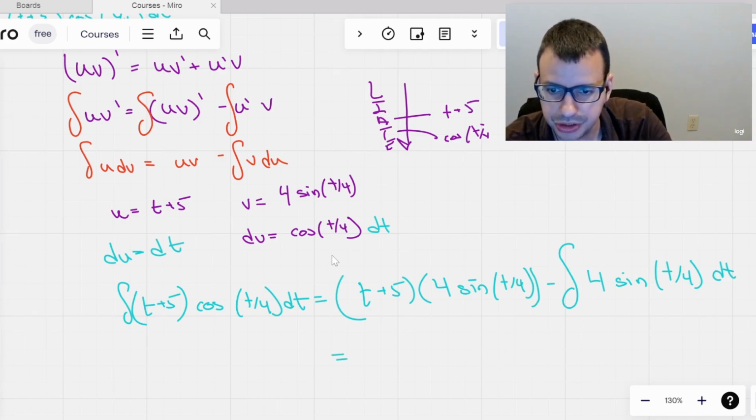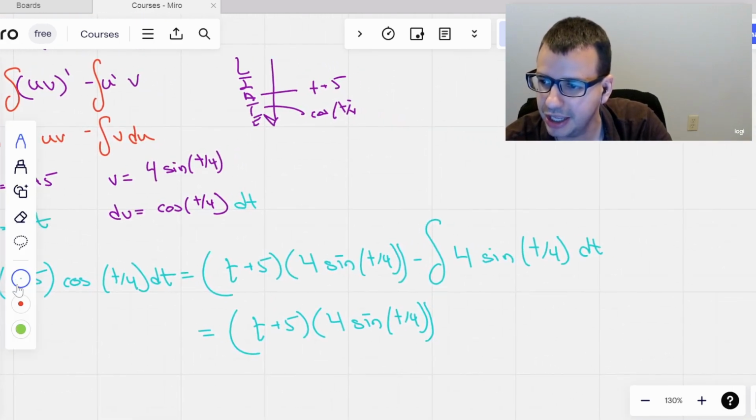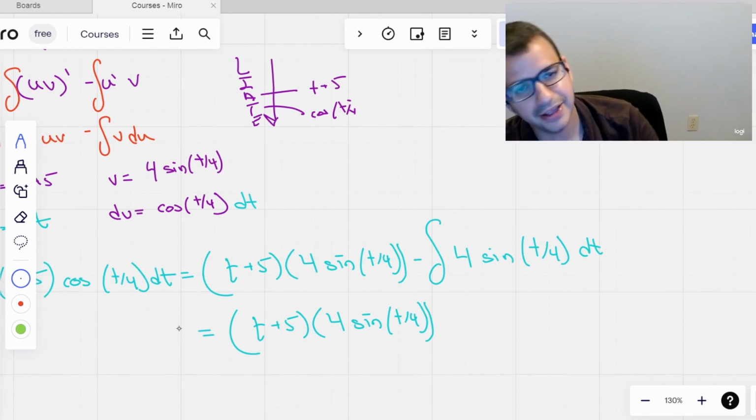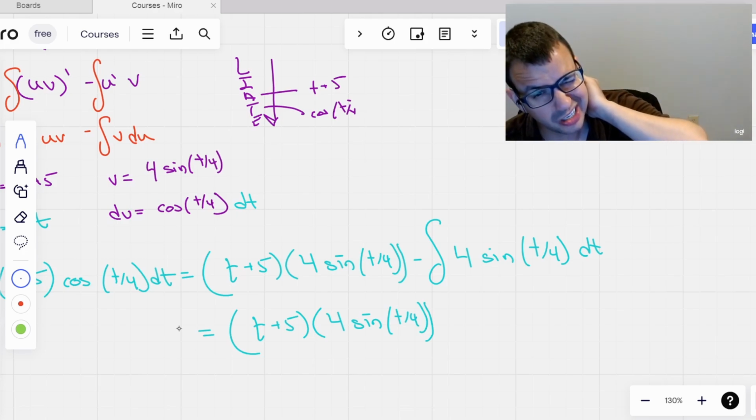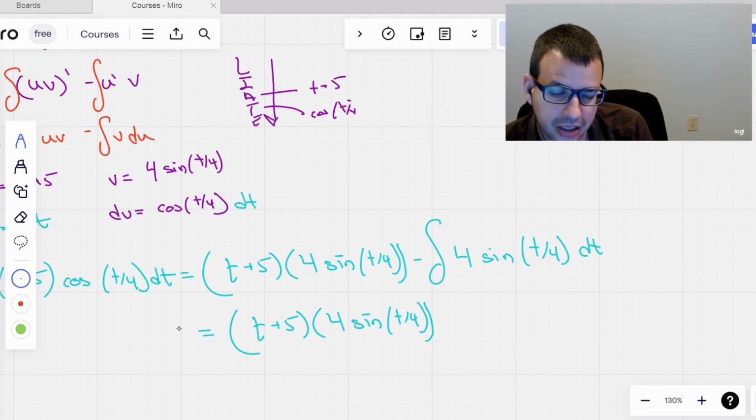This part here will stay the same. I know, you can't really do the copy and paste thing on the AP exam. It's alright. So, the integral of sine is negative cosine? I think so. So this is going to be negative 4.